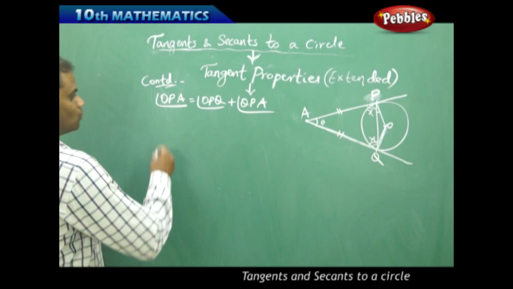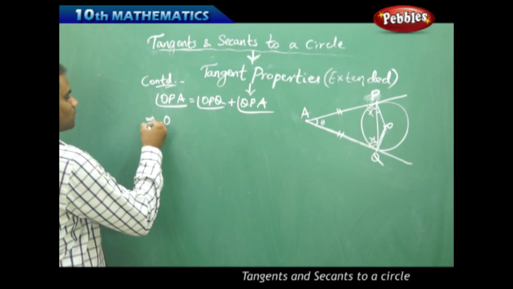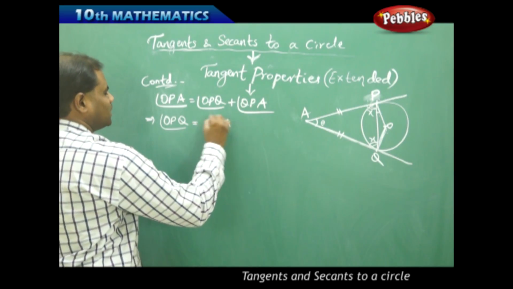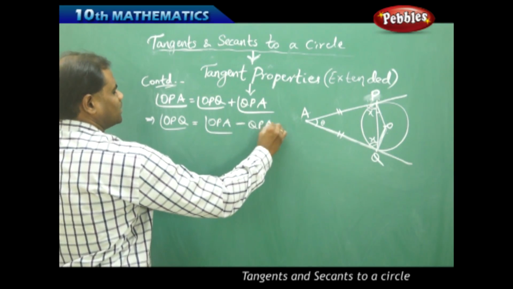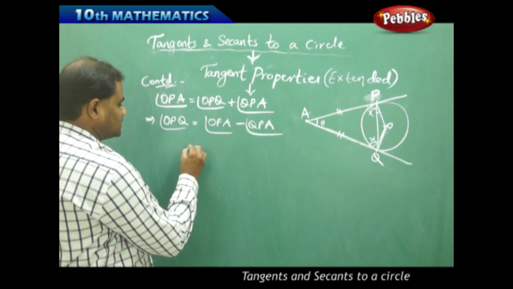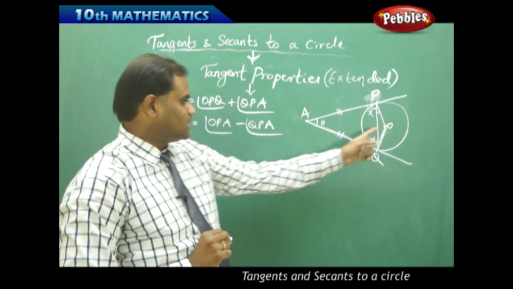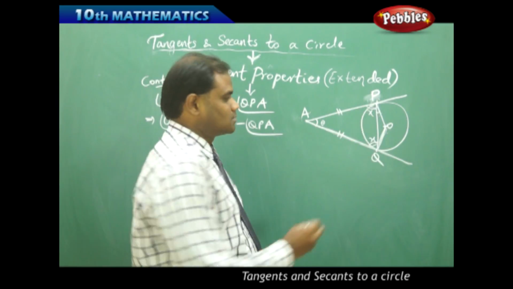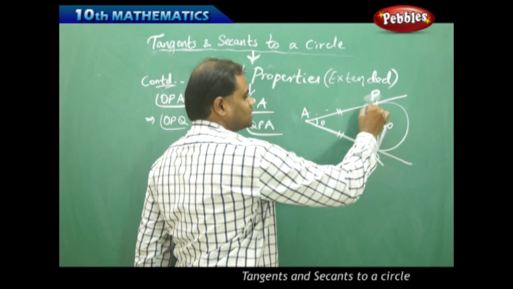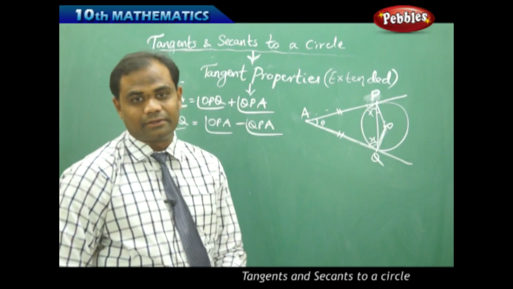Now, let's see what angle OPQ is from here. That implies angle OPQ is angle OPA minus angle QPA, which is what I get when I take this to the left hand side. Now, as I clearly see here, angle OPA is 90 degrees because OP is the radius and AP is the tangent. So, radius is perpendicular to tangent. Therefore, this entirely is 90 degrees.